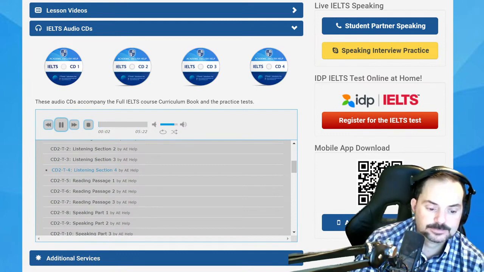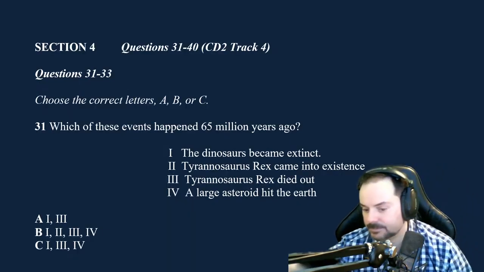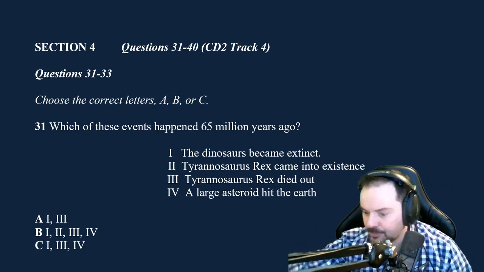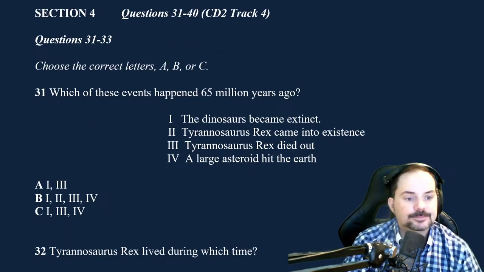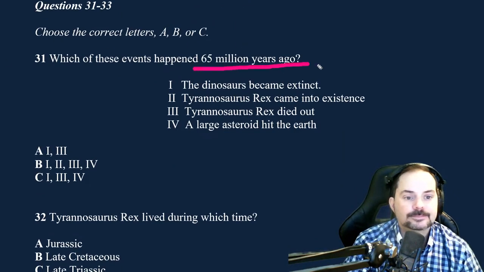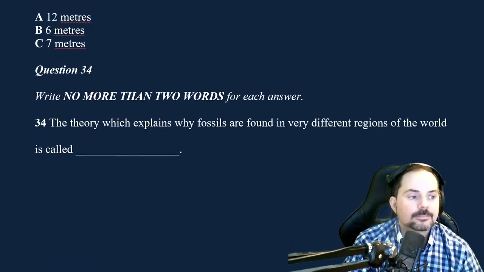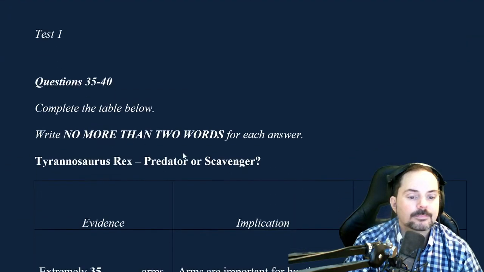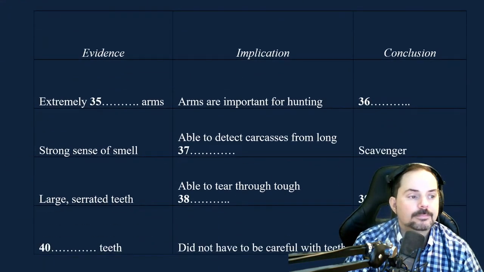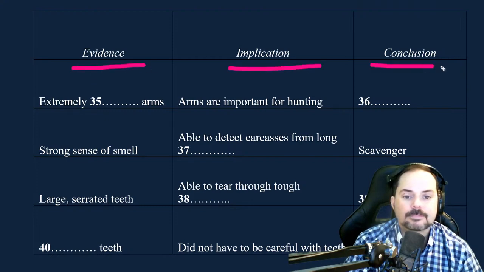Now turn to section 4. Take some time to look at questions 31 to 40. Listening section 4. You will hear a lecture about the dinosaur Tyrannosaurus rex. Now listen carefully and answer questions 31 to 40.